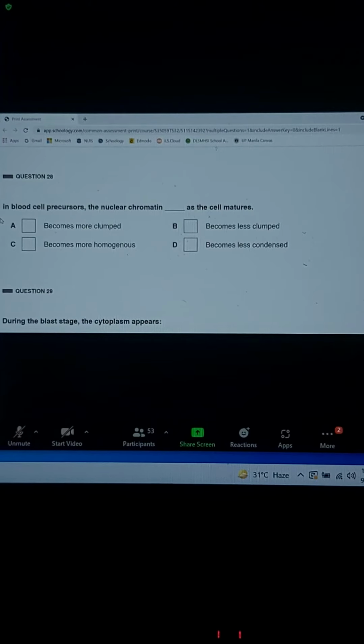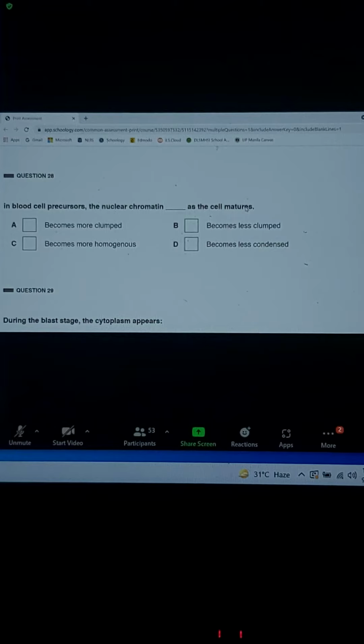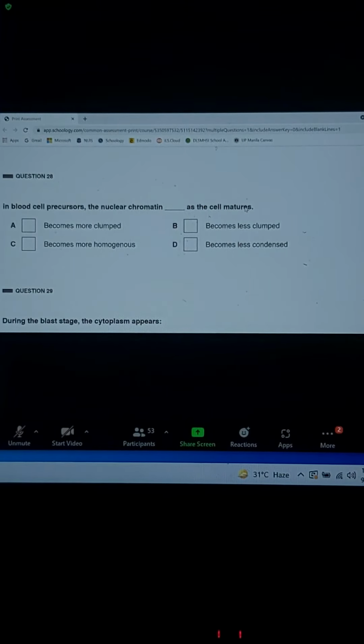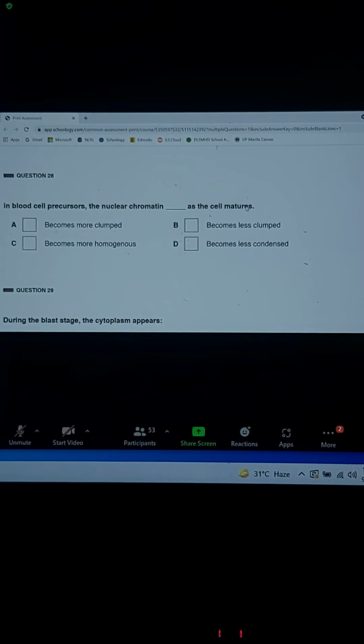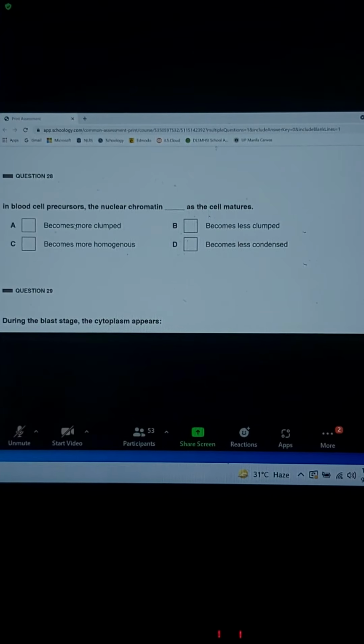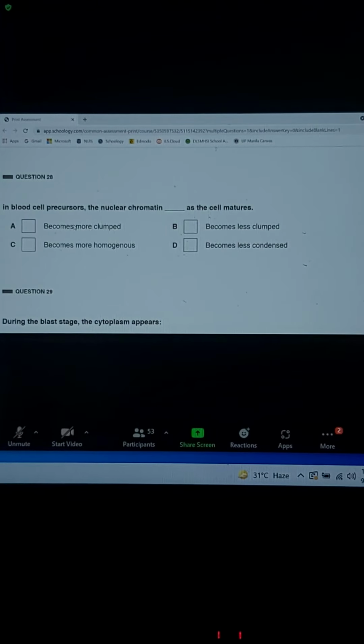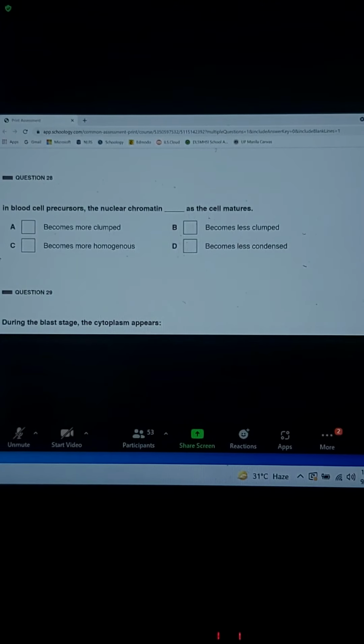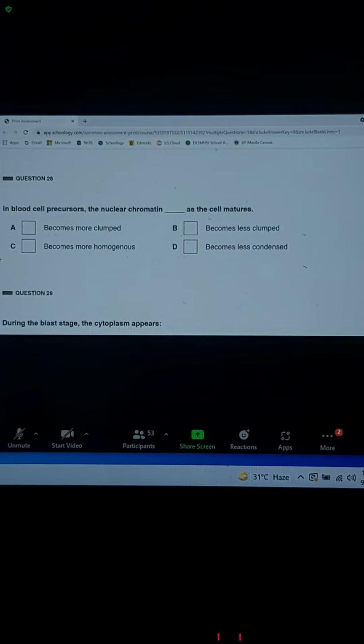Number 28, in blood cell precursors, the nuclear chromatin blank as the cell matures. A po. So the correct answer is letter A. More clump. Nagiging more clump siya or more condensed. Ay, di ko nakita yung lesser. Ay, alin ang hindi mo nakita? Hindi po, na-overlook ko po yung less sa letter D.